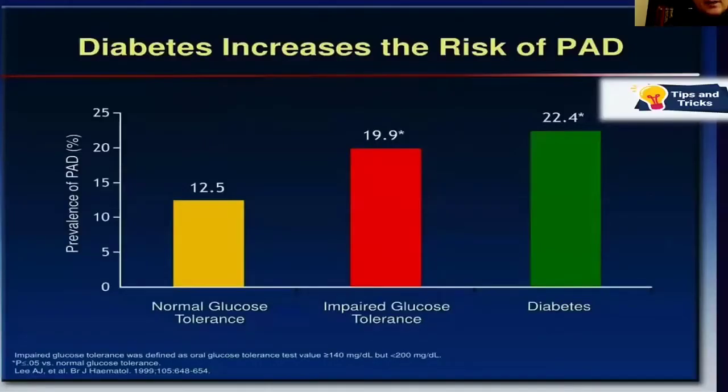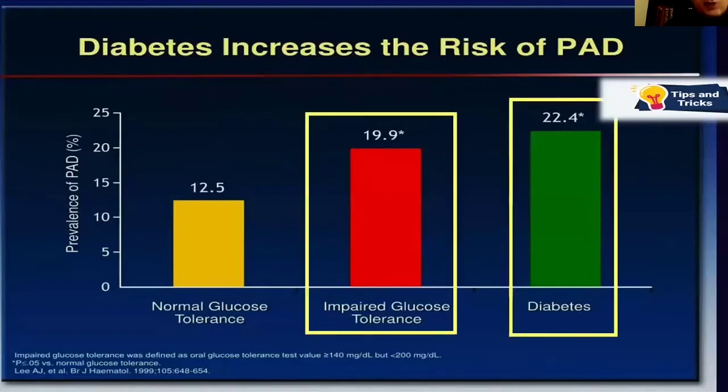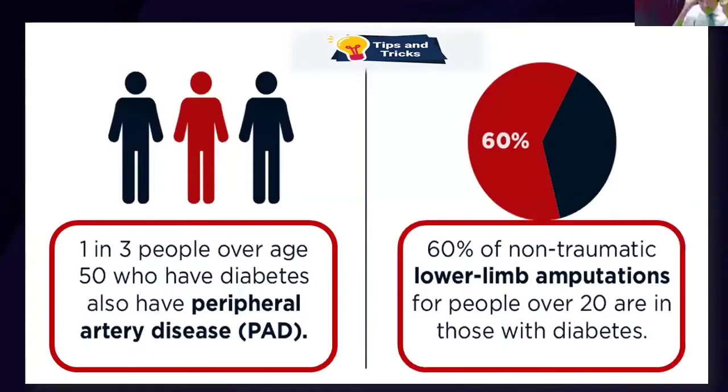Diabetes increases the risk of peripheral arterial disease, as we see with impaired glucose tolerance and in patients with overt diabetes. Compared to normal glucose tolerance, we find that patients who have diabetes have a higher prevalence of peripheral arterial disease. 1 in 3 people over age 50 who have diabetes also have peripheral arterial disease, and 60% of non-traumatic lower limb amputations for people over 20 are in those with diabetes.